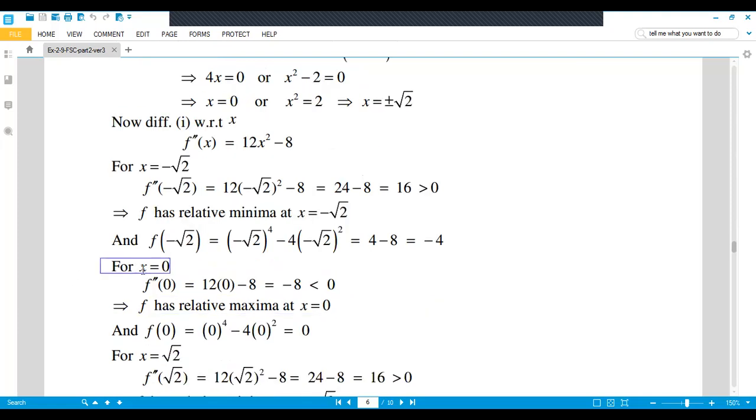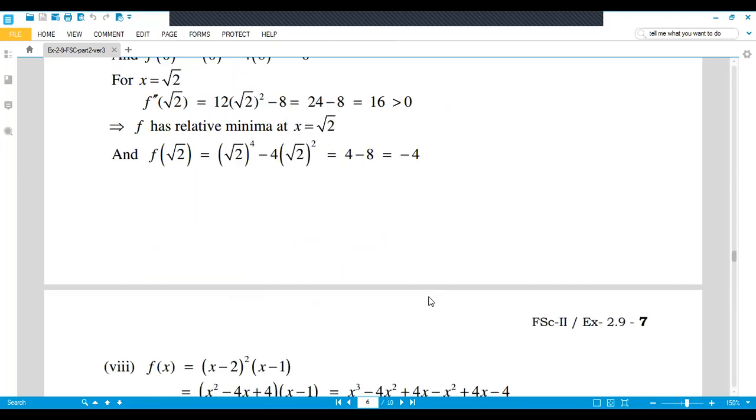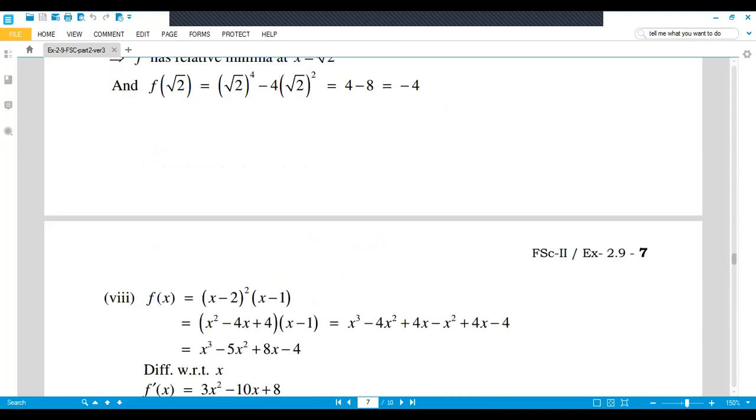Now we put x is equal to 0. So when we put x equal to 0 in the second derivative, 12 into 0 minus 8 we get, which is less than 0. So f is relative maximum at x equal to 0. Now in the given function, in the question, we put x equal to 0 and we find this. Now we find for the third value, second derivative. In the second derivative, we put positive under root 2 and we get 16. Again, the function is minimum at this. And in the given question, again, we put under root 2 and we get minus 4 as the answer. So for the 3 values we solved it.